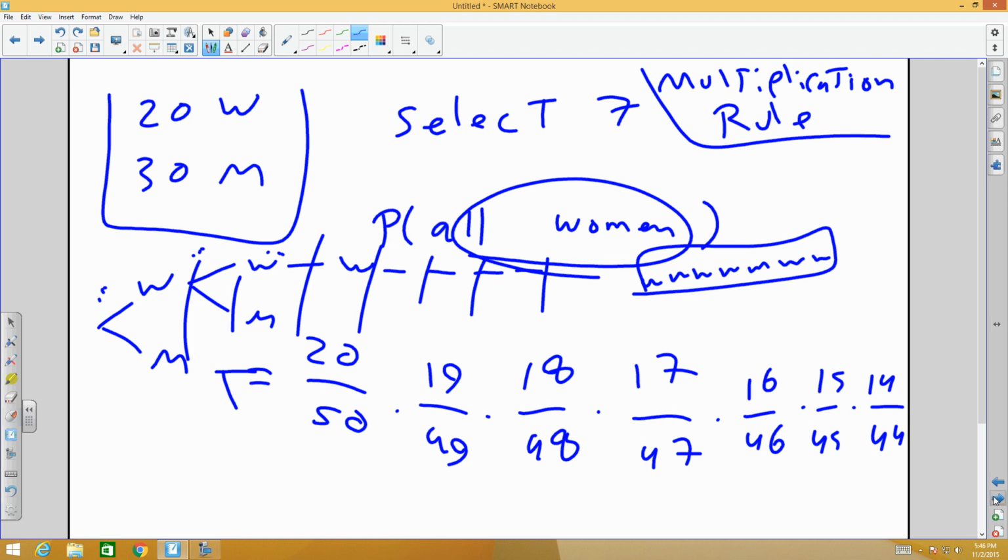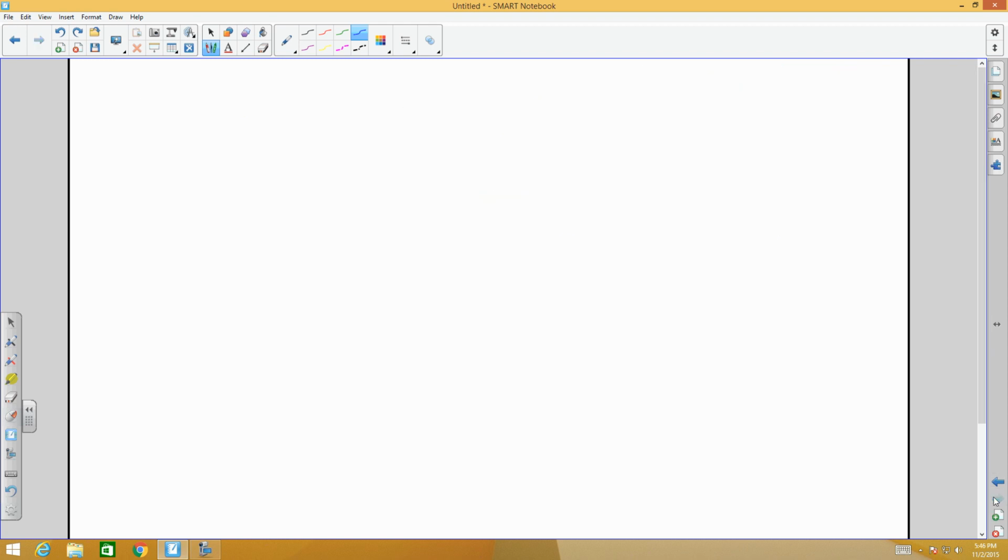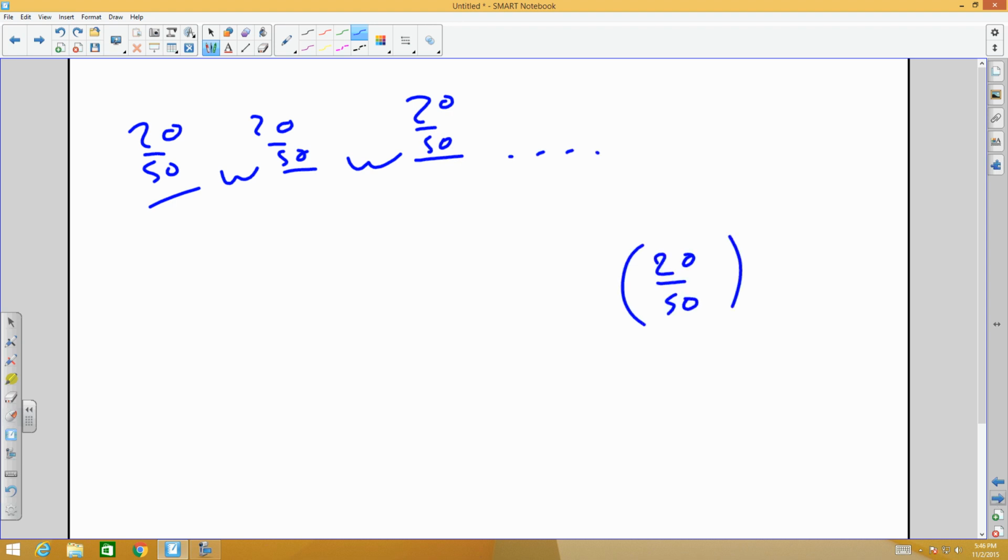In this case, if we return back, which doesn't happen, then the probability will always be the same. So if you make this question with replacement, suppose I select and put it back, which doesn't happen for women and men, but it may happen for some other things, in this case the probability will always be the same. So you have 20 over 50, 20 over 50, 20 over 50, always like that, 7 times. So it will be 20 over 50 to the power 7. That's the probability that you got all of them women.